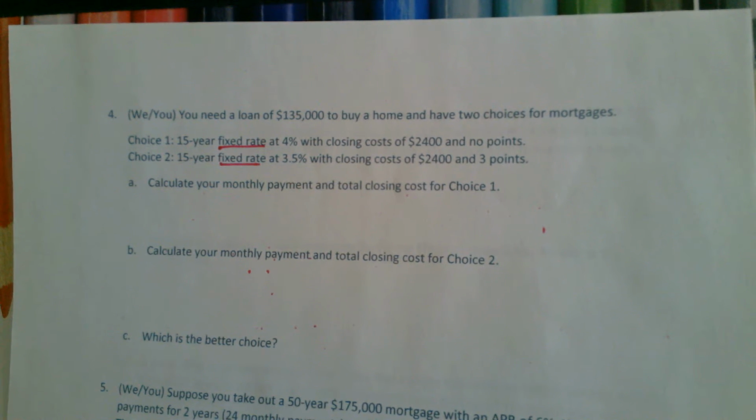That may come up later. It's not a lot, but if you don't remember what that is, you may want to go back and look at your notes for that. For here, we're looking at fixed rate. So for part A, calculate your monthly payment and total closing costs for choice 1.